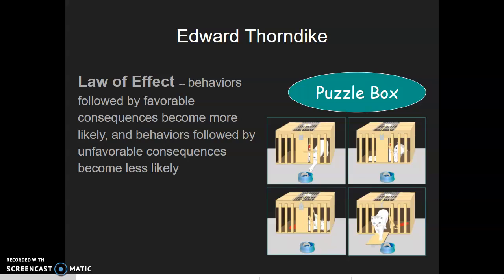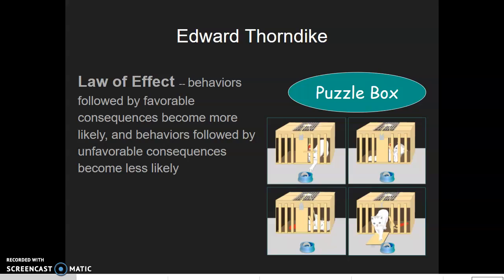He created these puzzle boxes, and you can see the puzzle boxes on the right. He would put a cat in a box, and the box had a lever and a pulley string, and he would set a dish of food just outside the box, and the cat would have to figure out how to get out of the box. Through trial and error, that cat would eventually figure it out. It had to move the lever and push on the string. It would open the door and the cat could go get the food.